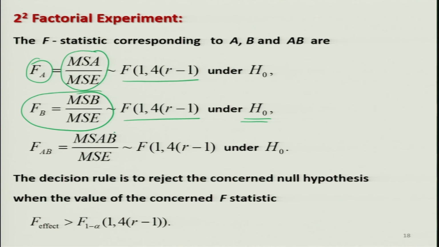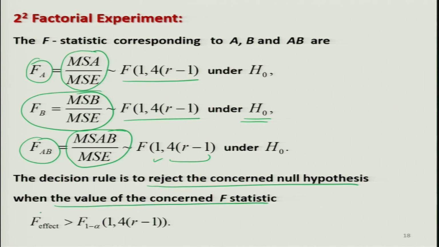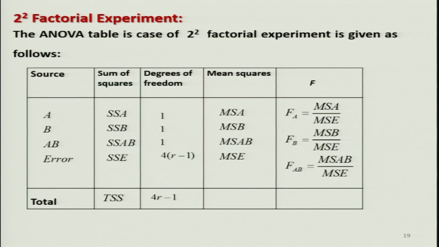And similarly, the F statistic for AB will be MSAB upon MSE, indicated by FAB, and that is going to follow an F distribution with 1 and 4 R minus 1 degrees of freedom under H naught. Now, the decision rule. The decision rule is the same for all, as we have developed earlier. It is simply to reject the concerned null hypothesis when the value of the concerned F statistic, which I indicate by F effect, where effect can be effect A, B, or AB, is greater than the tabulated value of F obtained from the table at alpha level of significance.